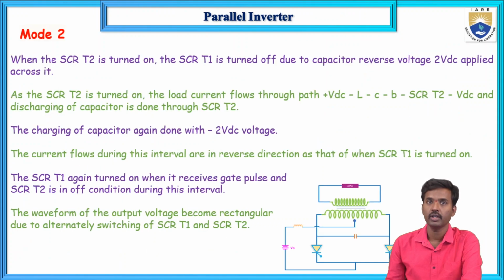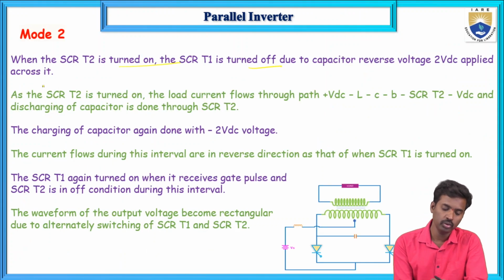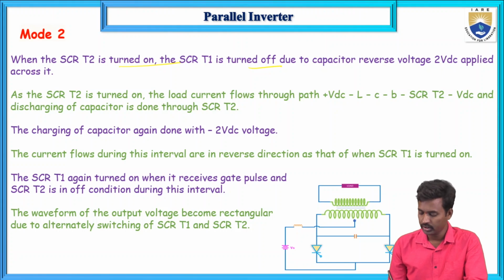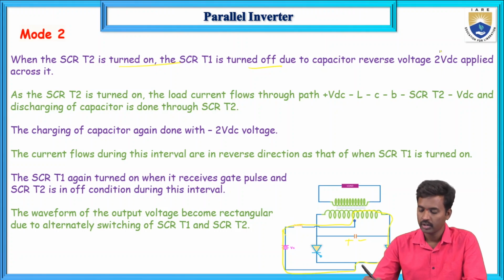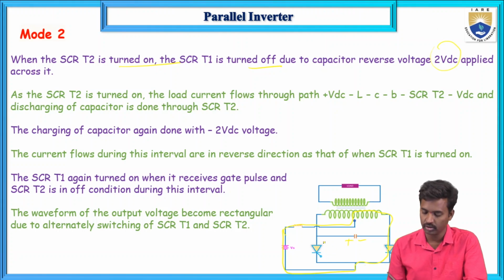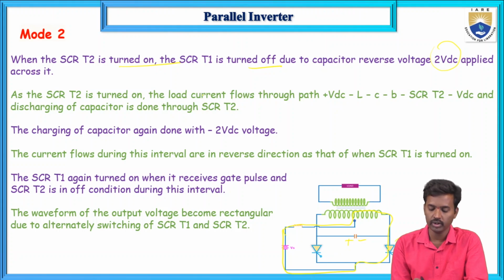First, what will happen in the mode 2: SCR T2 is turned on. So T1 will be turned off. The capacitor voltage reverses. This is the minus and this is the plus. Here current flows in this direction. So the capacitor voltage reverses, VDC is applied across it. So this VDC is applied across it, so it will be turned off. So T2 is turned on.